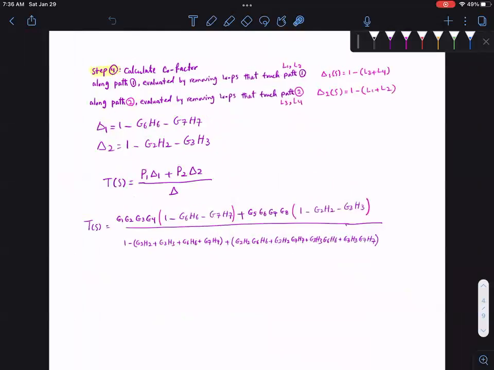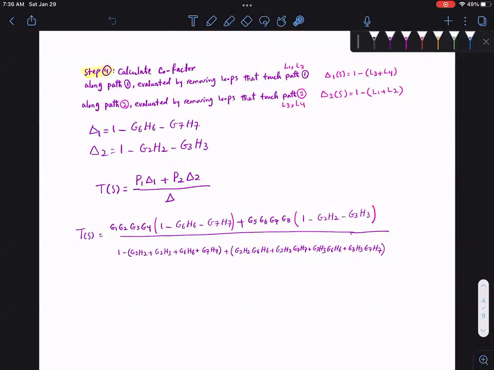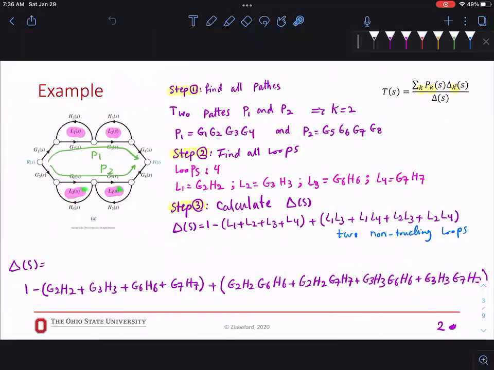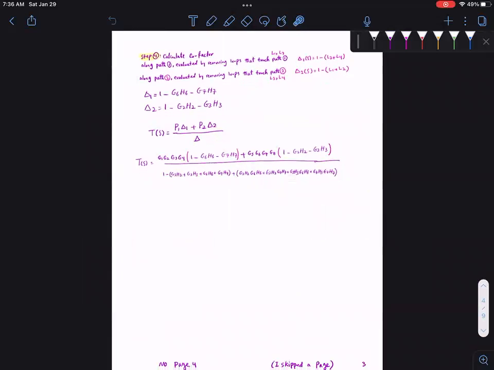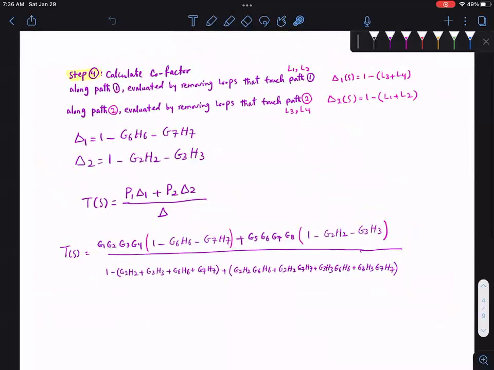Now, we have to write the delta equation for it. So it will be 1 minus all the loops that will remain, L3 plus L4, right? Then we should have plus all the two non-touching loops, but we don't have any because these two are touching each other. So this will be only 1 minus L3 plus L4.